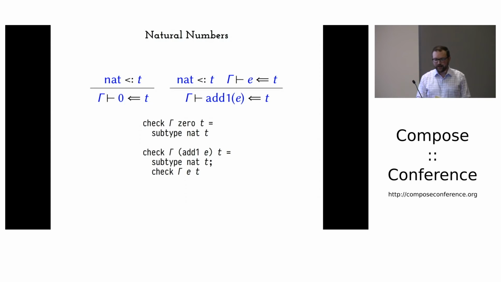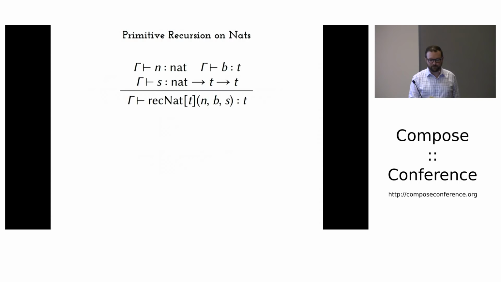And because T didn't appear in the bottom, we need to do it in checking mode. And so if we want to check that 0 is a T, then we check that nat is a subtype of T. And if we want to check that add1 of E is a T, then we check that nat is a subtype of T, and then we check that E is a T. There's a convention here, which is that the premises of rules, when we're reading them as an algorithm, are read from left to right and top to bottom, the way that most European languages are read. So that's why I'm doing the nat subtype check before I'm doing the recursive call.